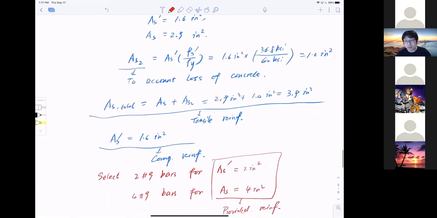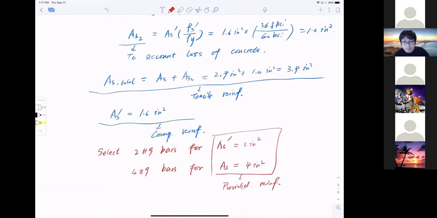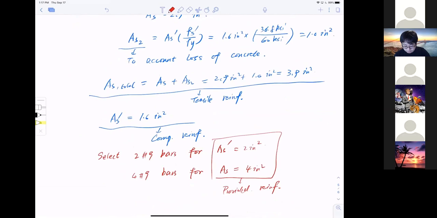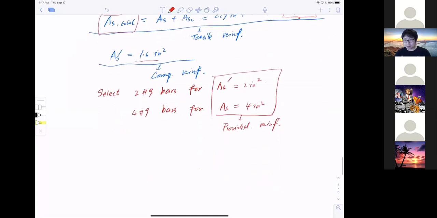So I understand why you selected 2 number 9s for AS prime, because that gives us an extra 2 square inches. Why did you select 4 number 9s, and not just 3 number 9s? Well, this is 3.9 inch squared, right? Yes, just select higher than that. If it was the previous case, 2.9, then we'd just use 3 bars. Okay, good. All right, so that is the current situation.